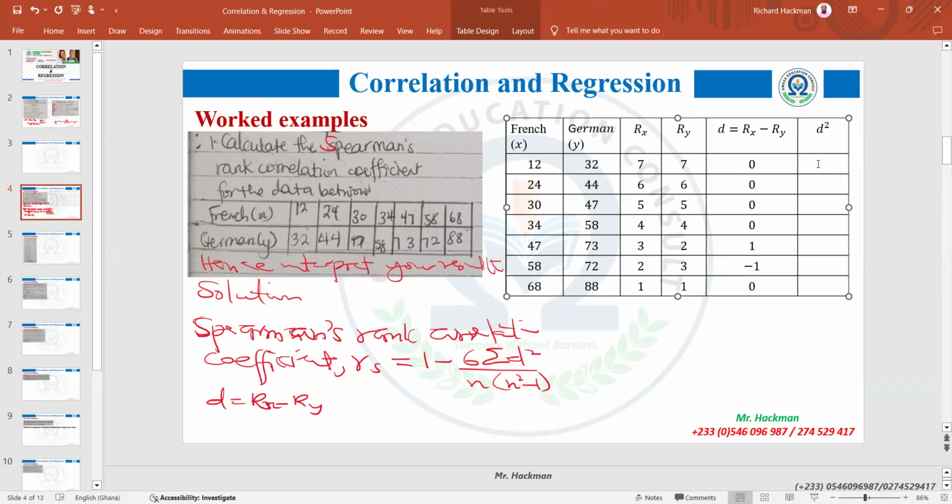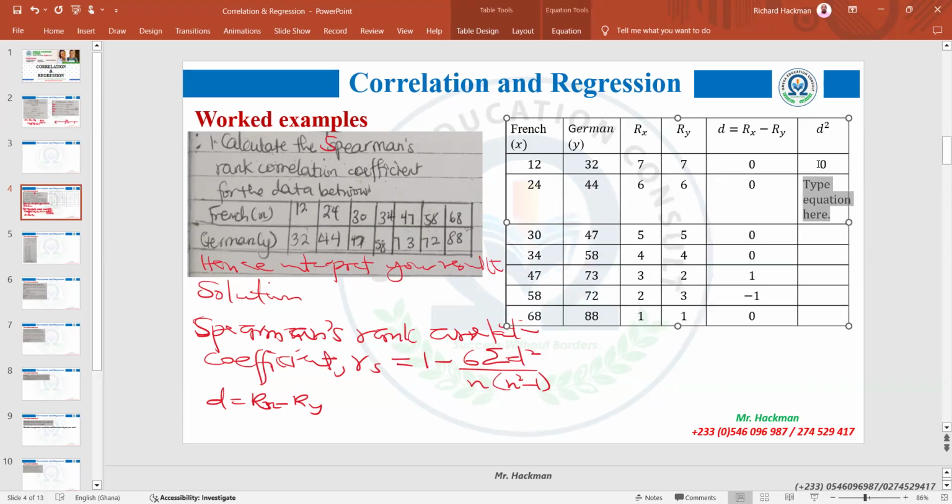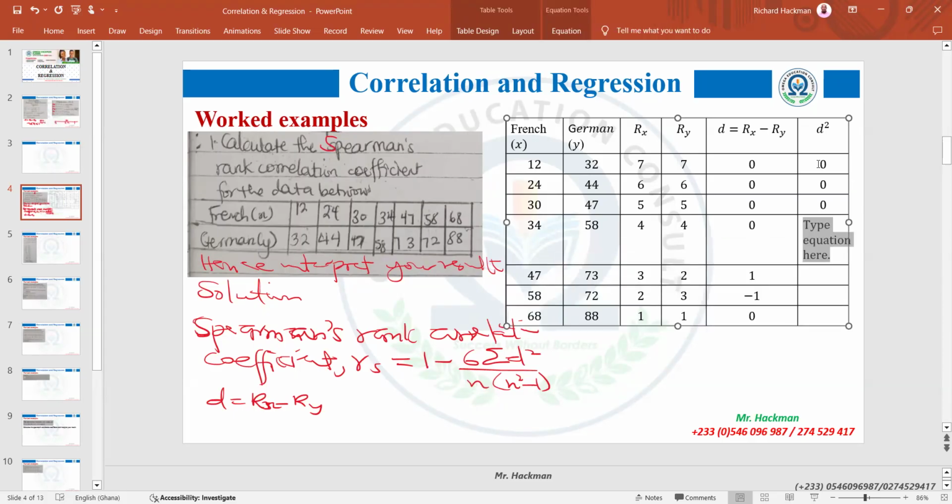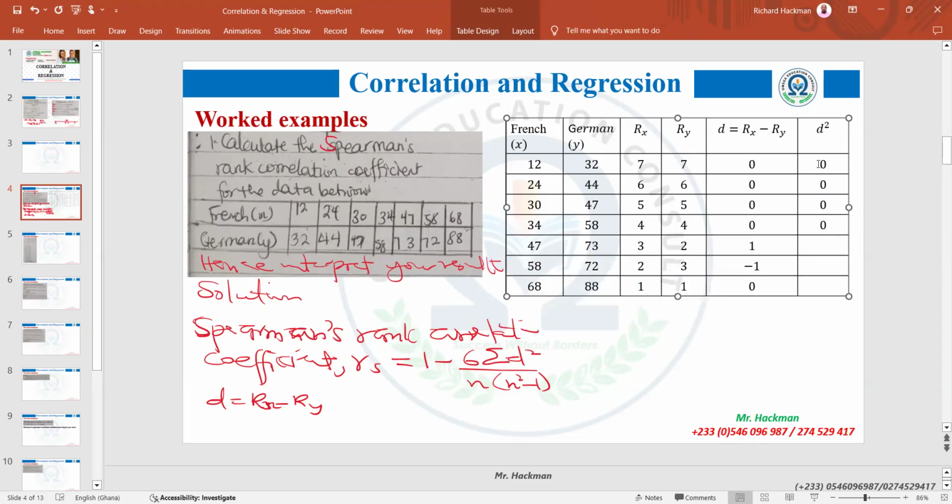So 0 squared will give us 0. All of them will be 0 up to the last part. Then 1 squared is 1. I hope you are following. Negative 1 squared will also give us 1. And this will also give us 0. Is that clear? At this point, we are supposed to find our sigma D squared.